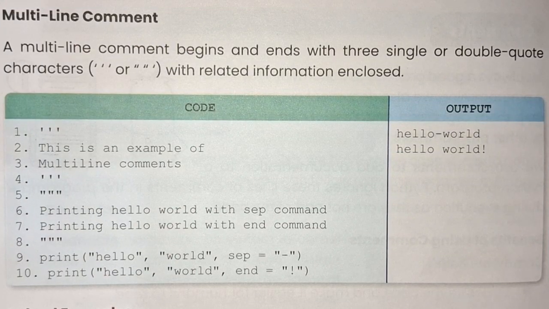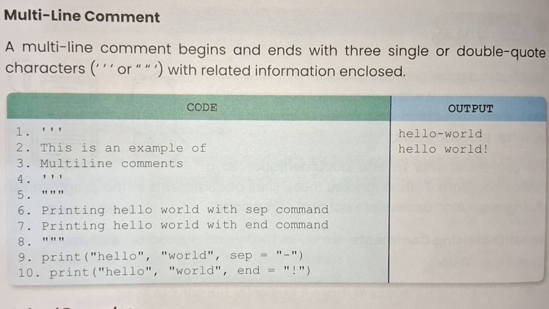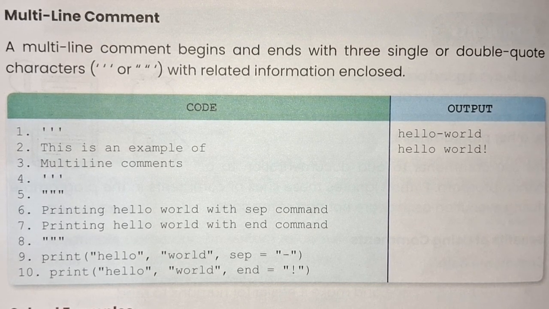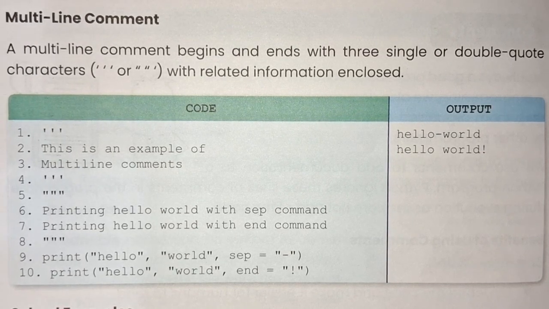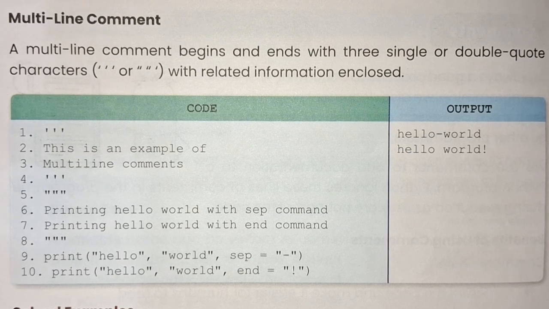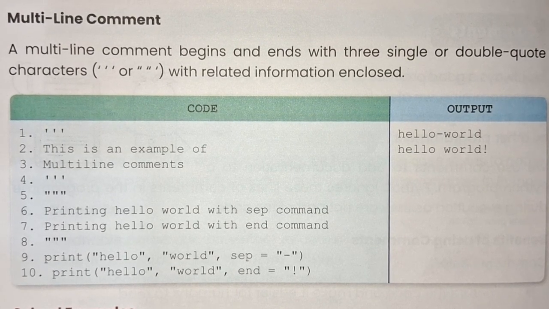Multi-line comment. A multi-line comment begins and ends with three single or double quote characters with related information enclosed. One such example is given to you below. There's the code and the output. You can analyze from there.